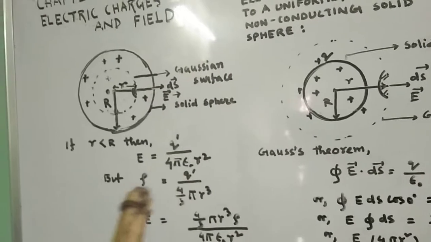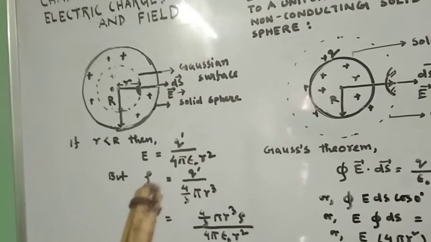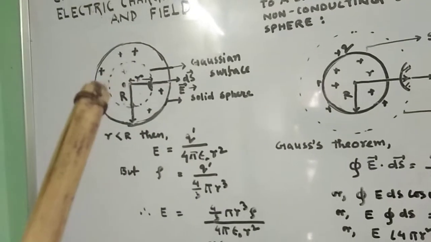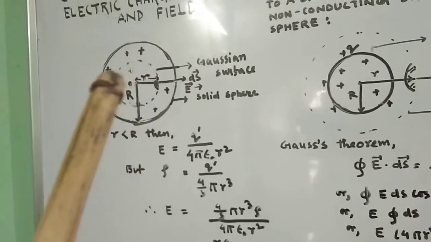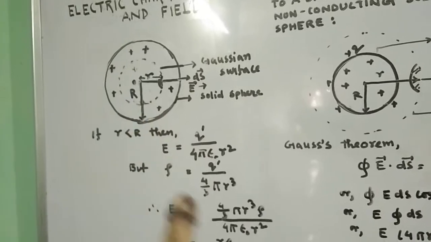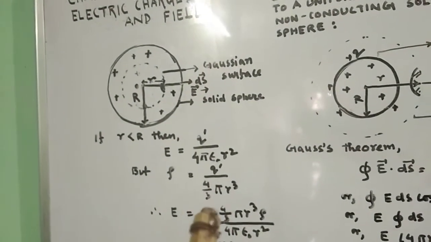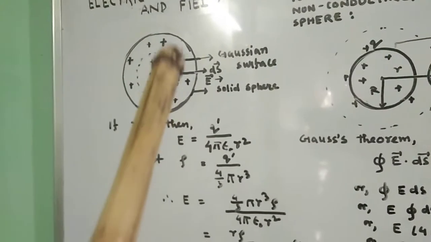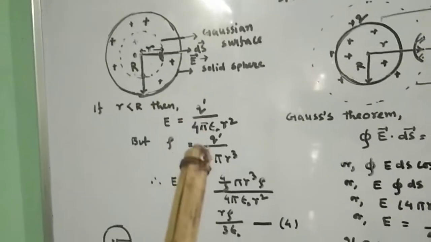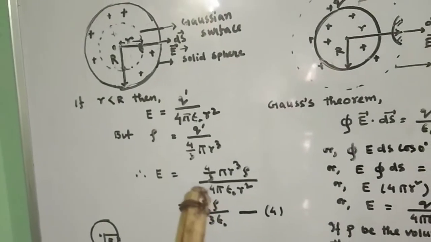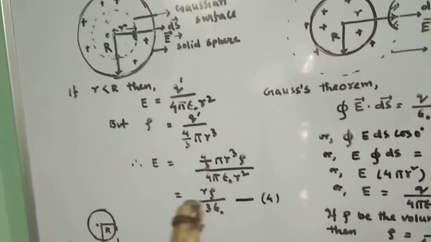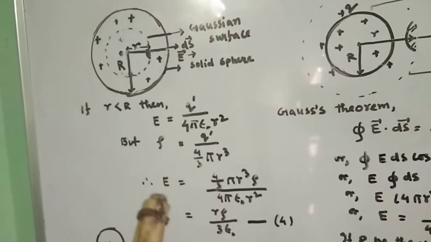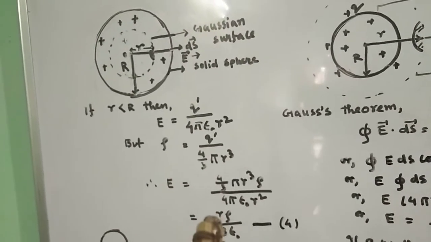Now if you have to go for q dash, then q dash is the charge available inside the Gaussian surface, that is the dotted one. So q dash is rho times 4 by 3 pi r cube, the volume of this one, small r cube. If you substitute q dash here, then it comes out to be r rho by 3 epsilon naught. And here you see that field intensity increases with the increase in r.